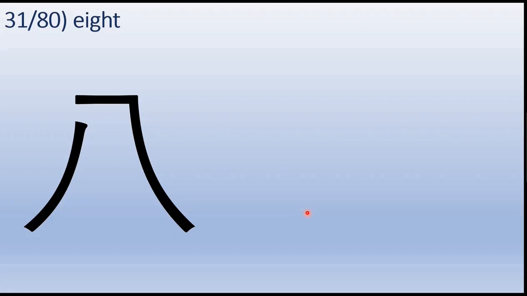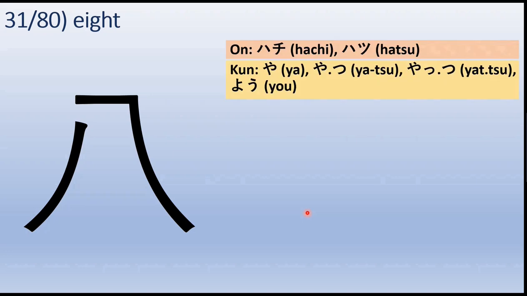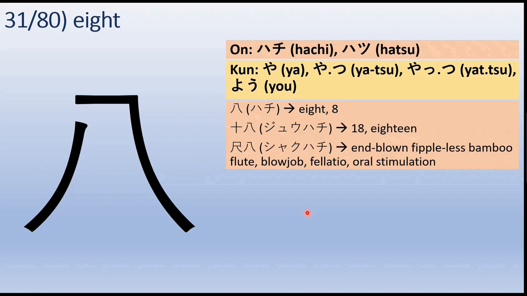In today's lesson, we begin with numeral 8. This is the kanji for numeral 8. The onyomi reading is hachi and hatsu. The kun'yomi readings may be ya, yatsu, and yo. Let's look at the usages of this kanji.